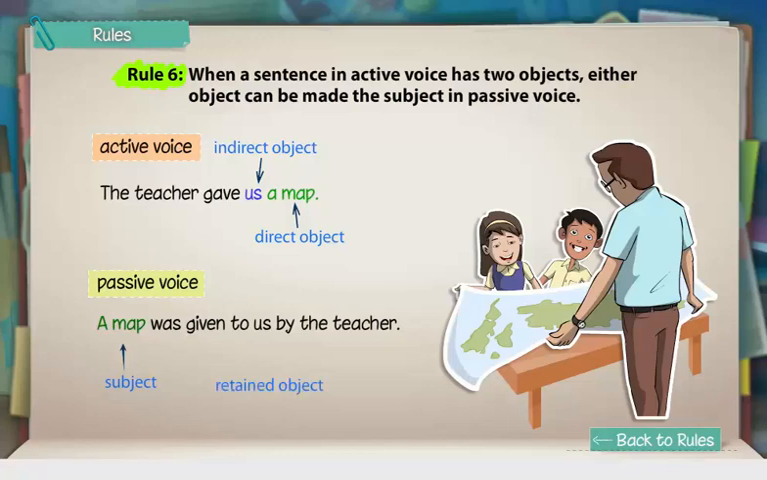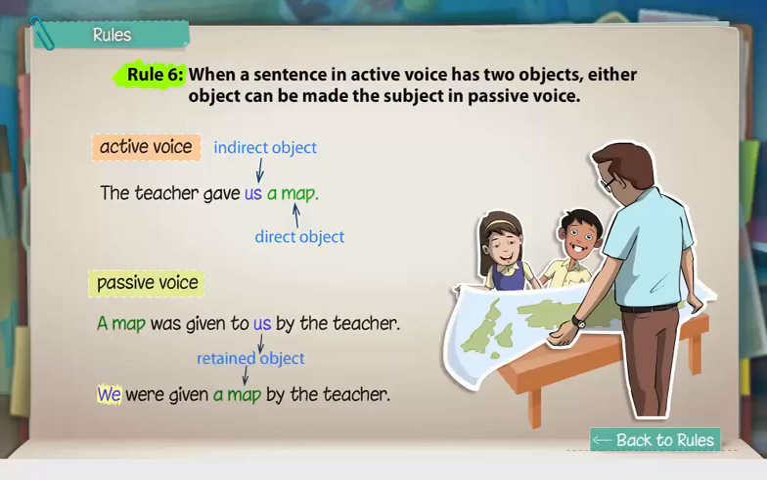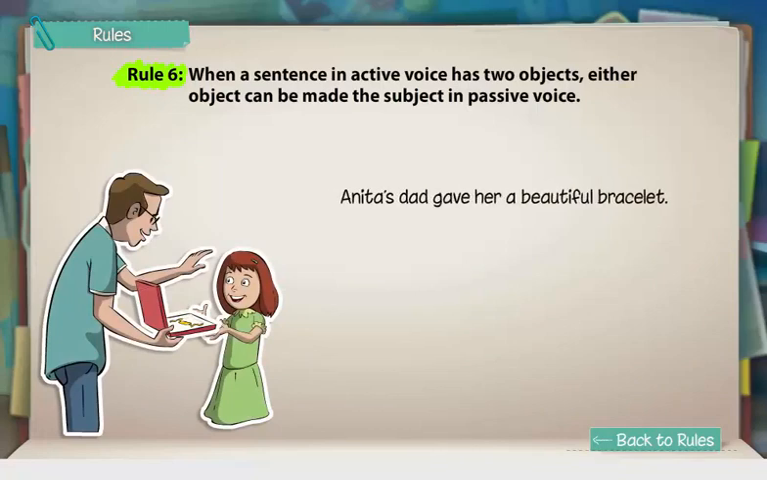A second way to change this sentence to the passive voice is to change the indirect object, us, to the subject, we. In this case, the direct object, a map, is unchanged and is the retained object. Let's look at another sentence, which is in the active voice. The sentence has a direct and an indirect object.